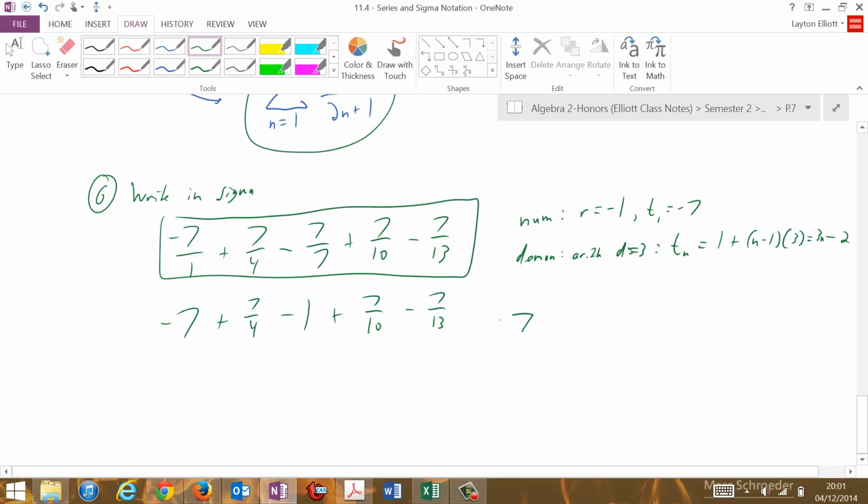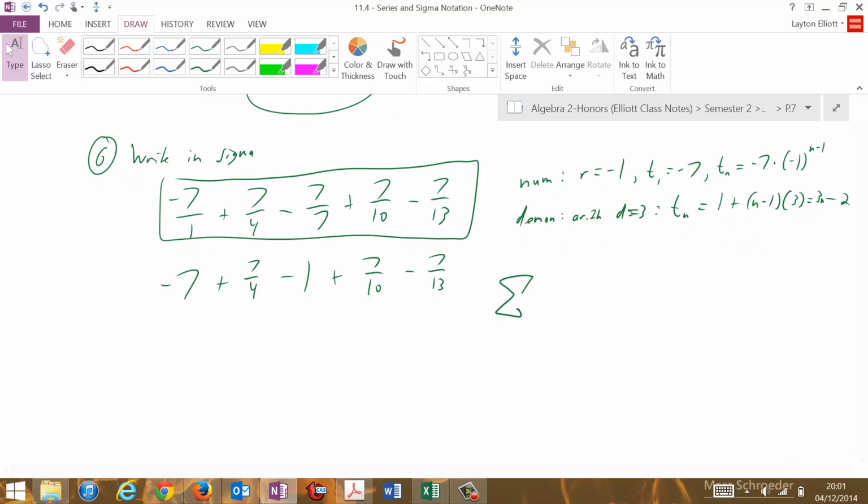And so the sigma we're going to set up is going to be numerator sequence. Well, let's get that going. T of 1 is negative 7, so sorry, I didn't even finish that one. T of n is equal to t of 1 times r to the n minus 1. Okay, so if I write that down, negative 7 times negative 1 to the n minus 1 over 3n minus 2, then I've got it. How does that work?